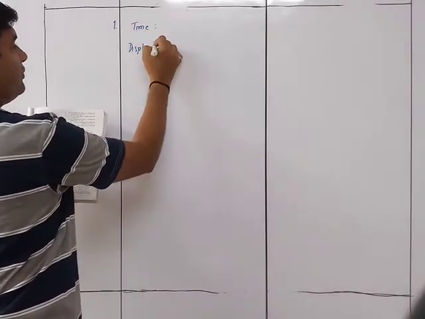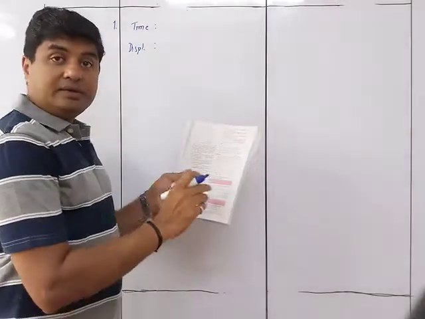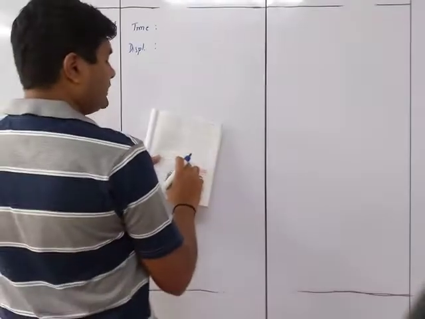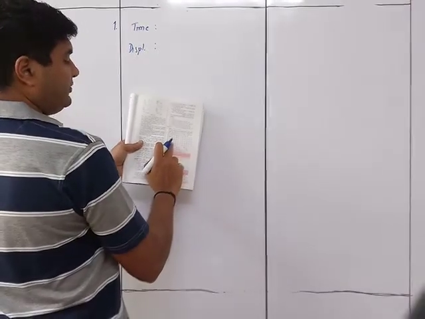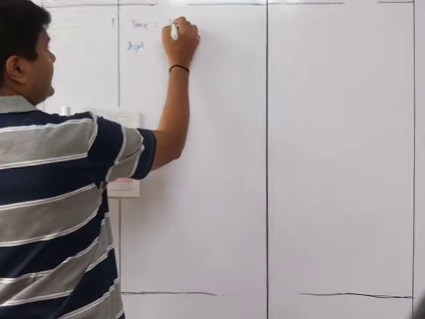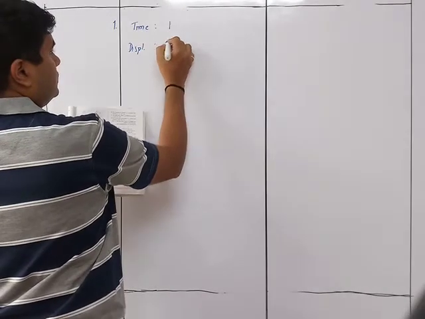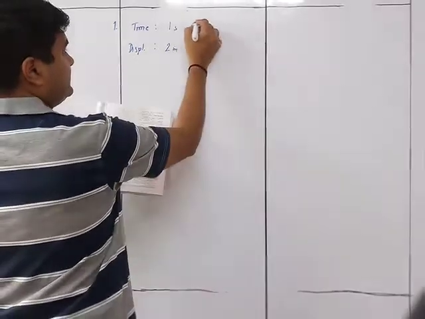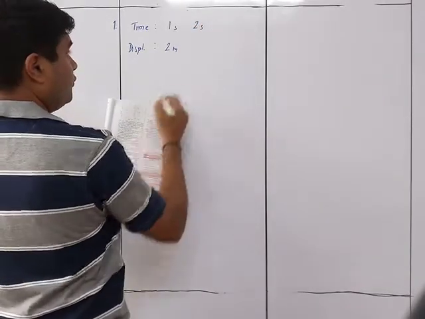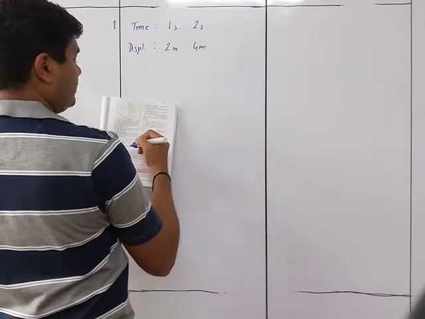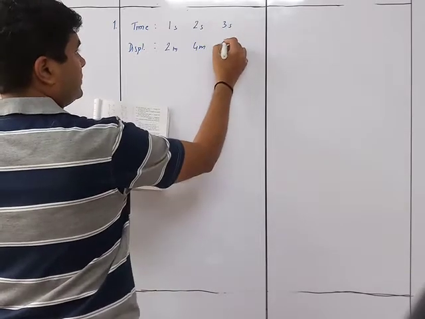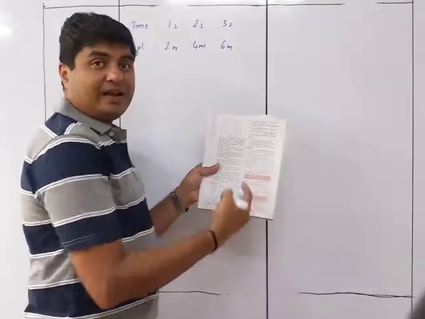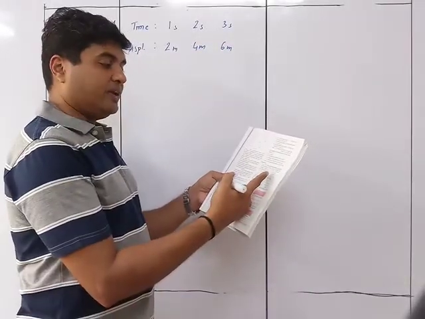So first of all, we will find out the values of the displacement from this particular table. You know that displacement at 1 second is equal to 2 meters. Displacement at 2 seconds is equal to 4 meters, and displacement at 3 seconds is equal to 6 meters. Since it is a straight line incline, we need to find out the velocity over here.